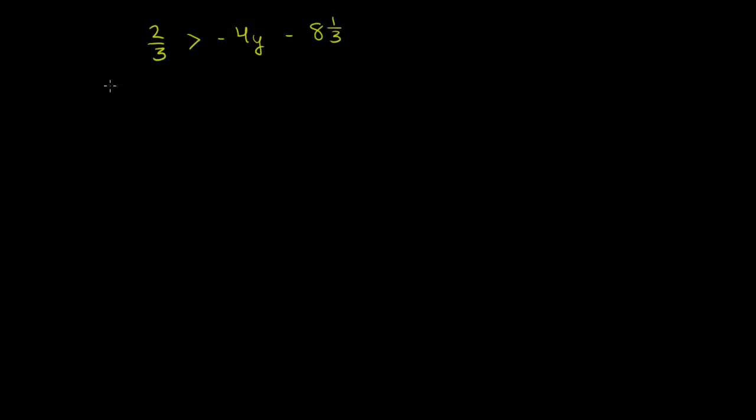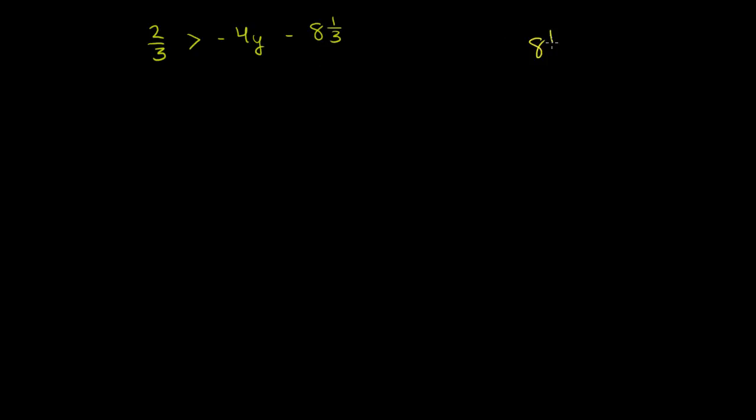We have the inequality 2/3 is greater than negative 4y minus 8 and 1/3. Now, the first thing I want to do here, just because mixed numbers bother me, they're actually hard to deal with mathematically. They're easy to think about. Oh, it's a little bit more than 8. Let's convert this to an improper fraction.